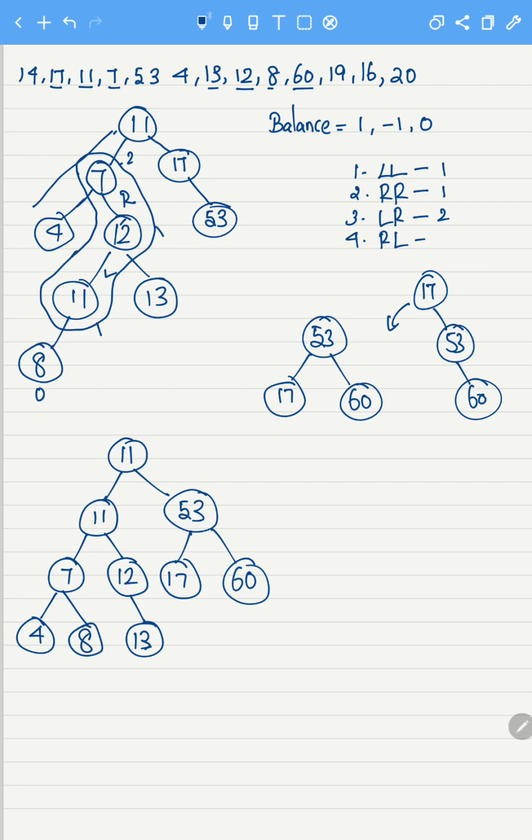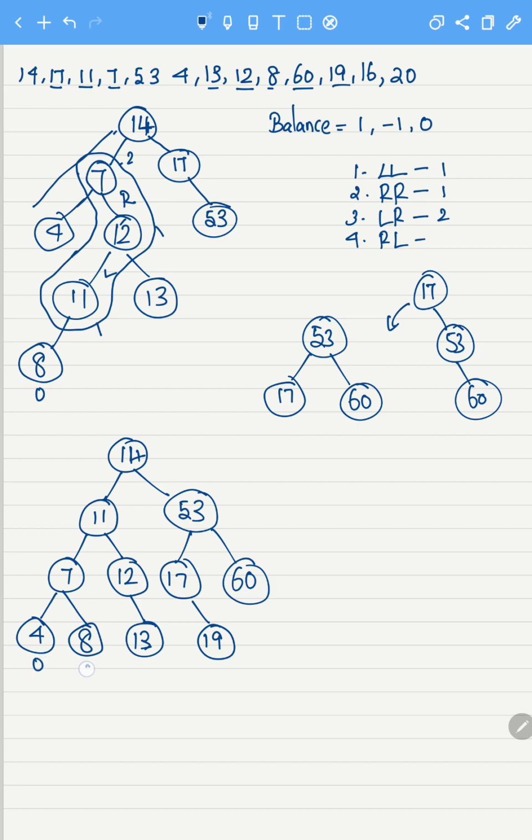Now again, the next element I want to insert is 19. I think here it is, this is 14, right? Sorry. So the next element we have to insert is 19. 19 is greater than 14, less than 53, greater than 17. So we have to insert 19 here.